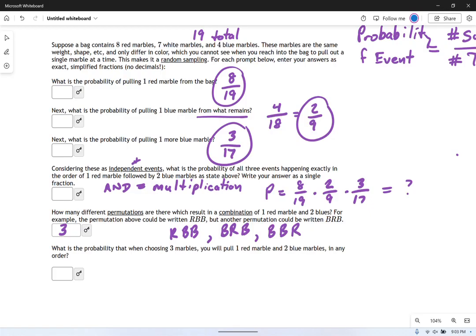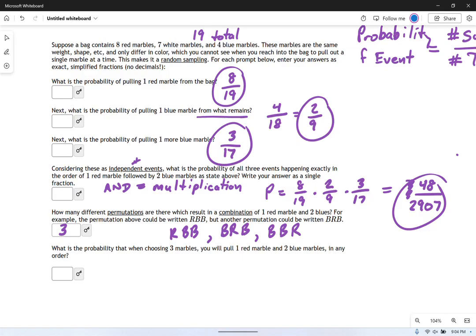And you know what? I really should just calculate what that is. 8 times 6, so this is going to be 48 over 19 times 17 times 9. Really big number. 48 over 2,907. That's the probability of red, blue, blue. And it's also the probability of blue, red, blue, and of blue, blue, red.